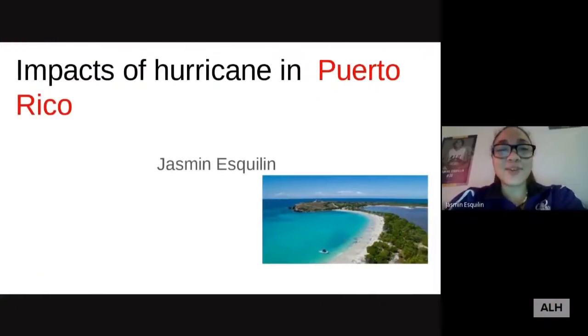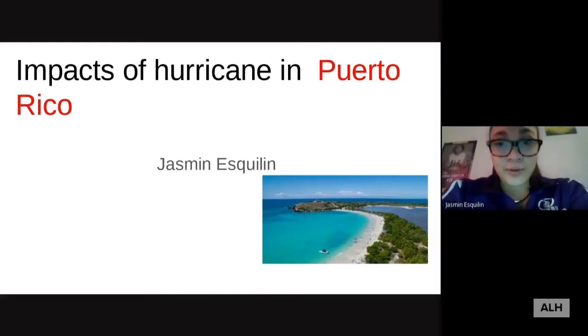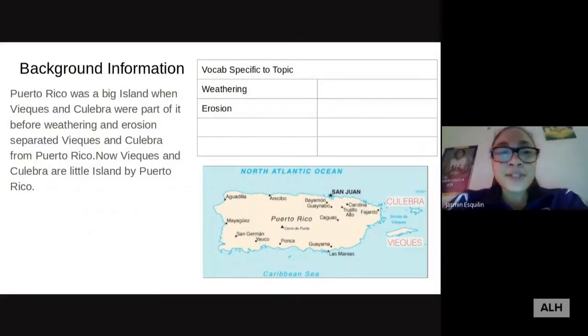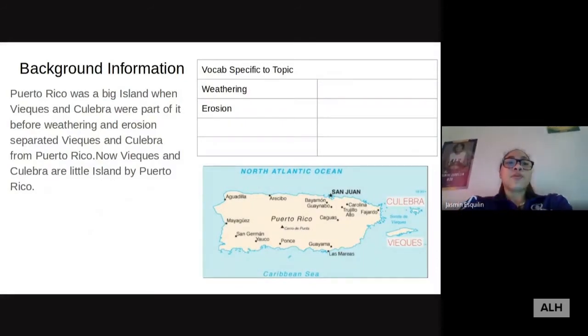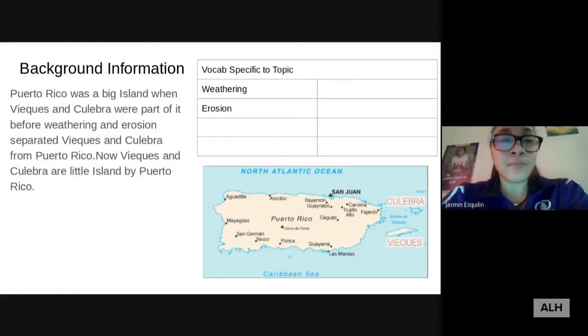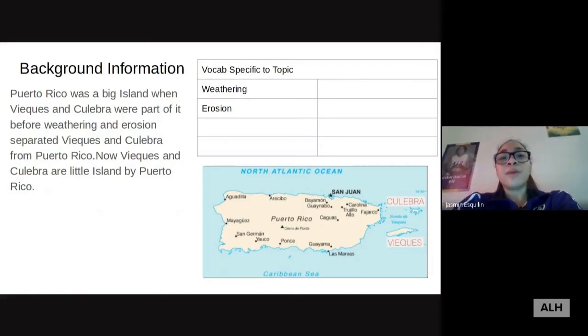Good afternoon, ALH family. My name is Jasmine, and I'm a 10th grader. And today I'm going to be talking about the impacts of the hurricanes in Puerto Rico. The background of this information is that Puerto Rico was a big island when Vieques and Culebra were part of it, before weathering and eruption separated Vieques and Culebra from Puerto Rico. Now, Vieques and Culebra are little islands by Puerto Rico.